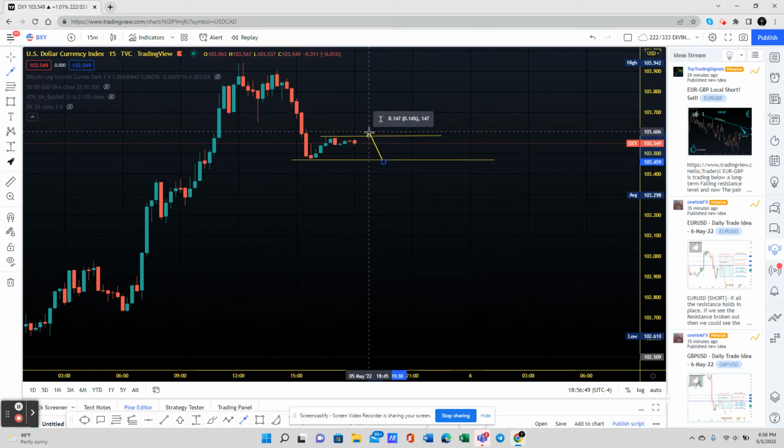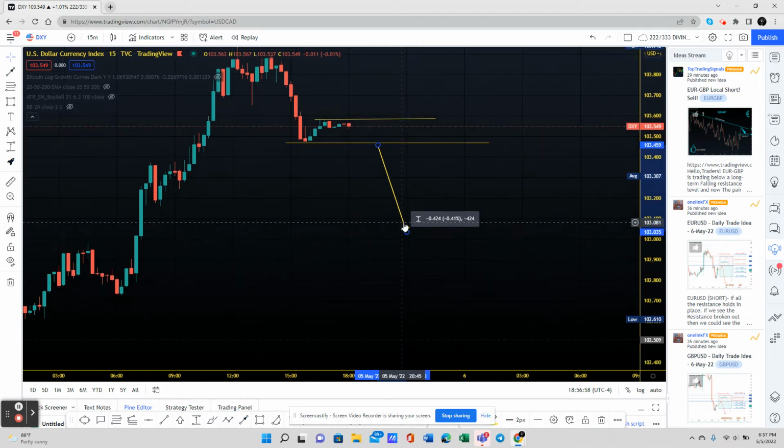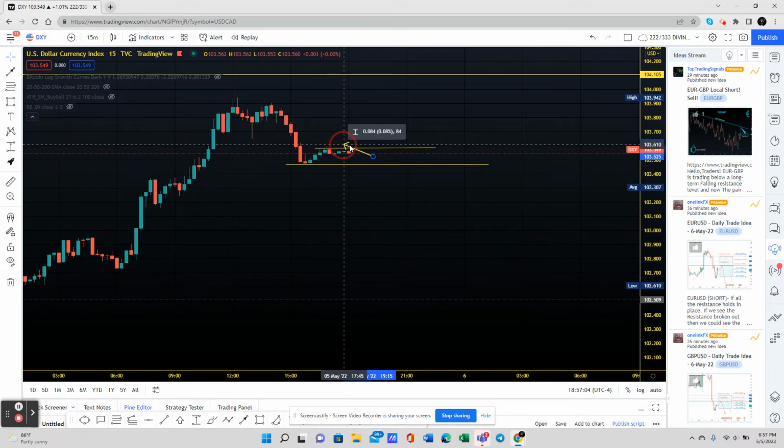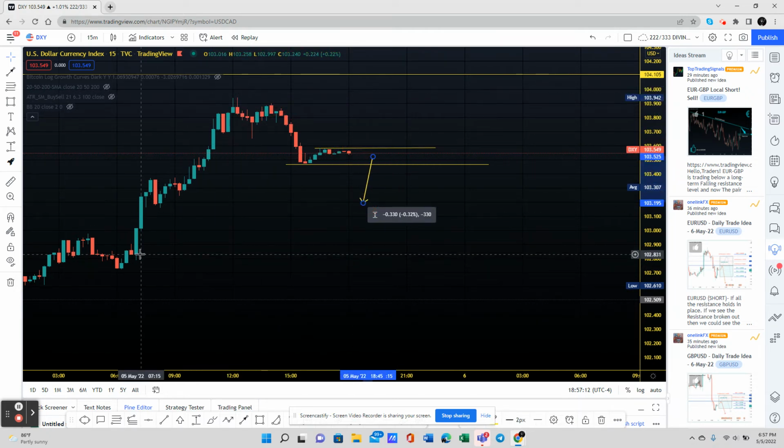If it breaks above here, you have to be careful because this is like a bear flag. A bear flag looks like it's going up and then bam. But that's why you look at the structure and see what's occurring. And really, I don't want to look for buying opportunities on this. I want to look for shorting opportunities. Simple as that. Let's go back to this level.